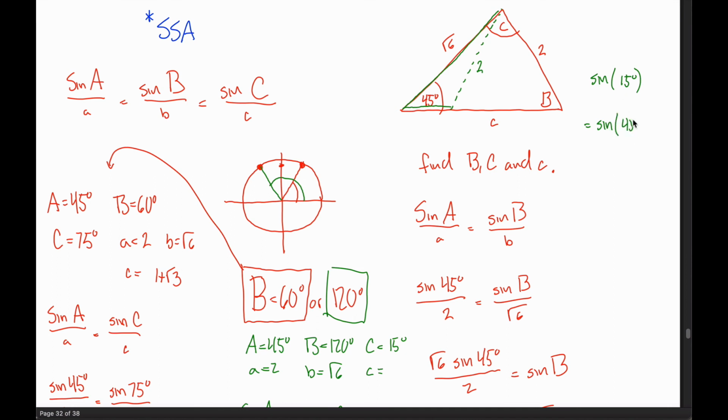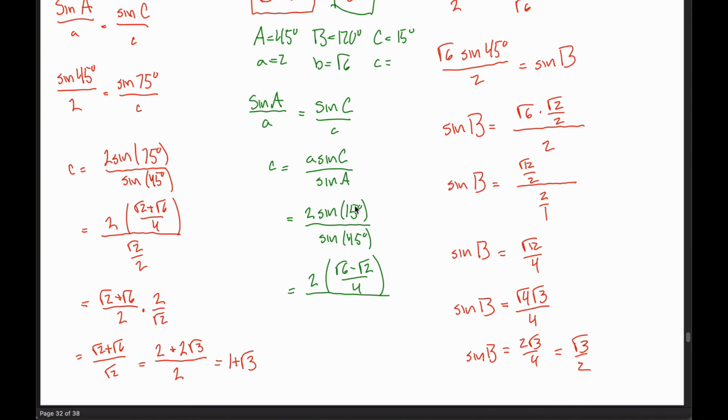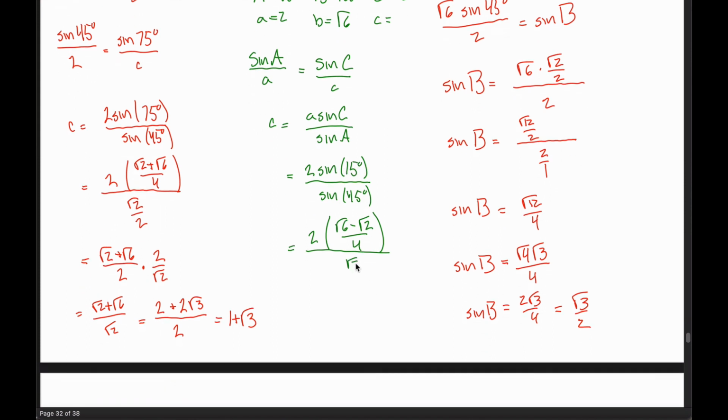15 degrees is the same as 45 degrees minus 30 degrees. And the angle subtraction formula tells me that this is the sine of 45 degrees times the cosine of 30 degrees minus the cosine of 45 degrees times the sine of 30 degrees. And these are all values off the unit circle. Sine of 45 is root 2 over 2. Cosine of 30 is root 3 over 2. And then I want to subtract. Cosine of 45 is root 2 over 2. Sine of 30 is 1/2. So I get root 6 minus root 2 over 4 as the value for the sine of 15 degrees. I can go plugging that in down here for this sine of 15 degrees, and then sine of 45 degrees is root 2 over 2, and I guess I could simplify this mess, and that would be my final answer.